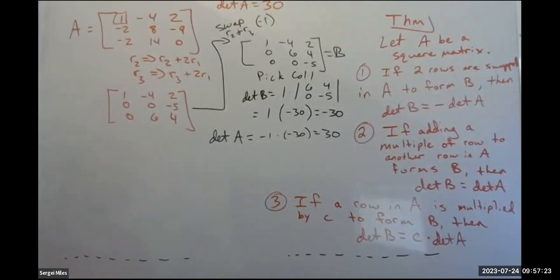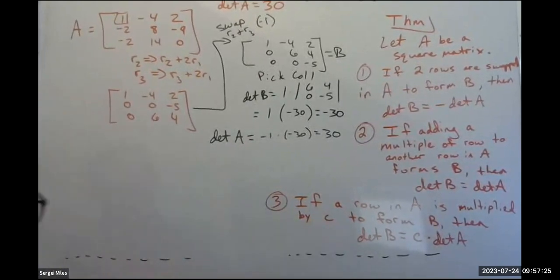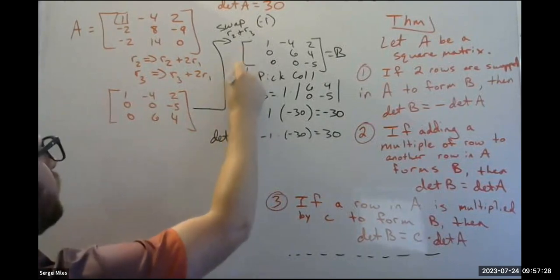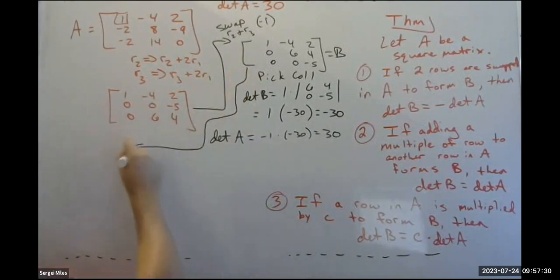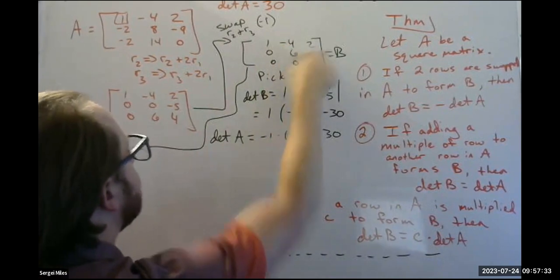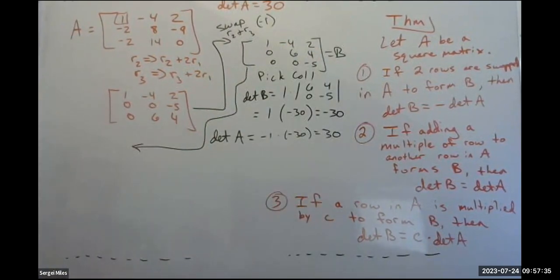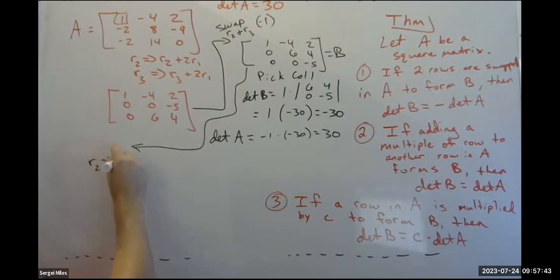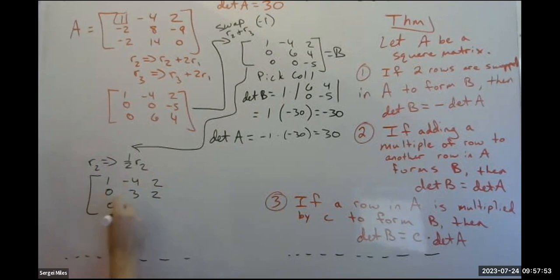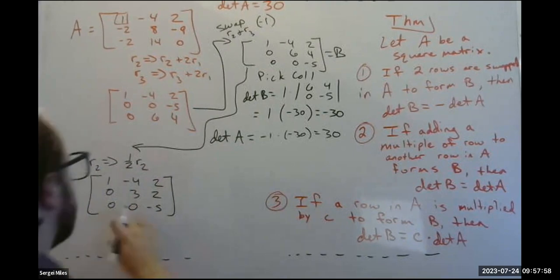And then lastly, just to further highlight, what about this third rule? Well, you could perhaps say, what if I keep reducing this matrix and I see, look, in row 2, I have a 2 in common with the 6 and 4. I could factor out a 2 from row 2. So what's that going to do to my determinant? I'm going to take 1/2 of row 2, trying to simplify the matrix further, and we have 0, 3, 2, 0, 0, -5.